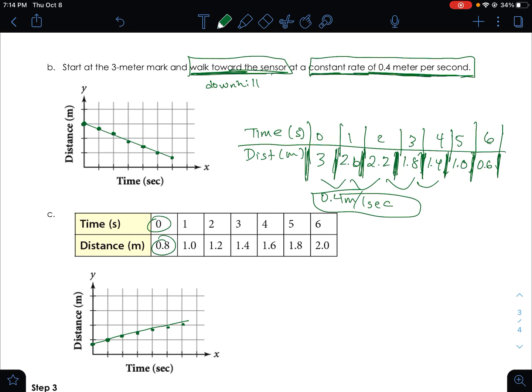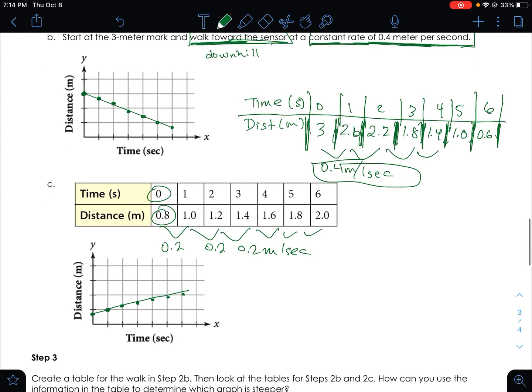Next, we look at the change in distance per second in table C. 0.2, 0.2, 0.2, and so forth. It doesn't matter if we're subtracting or adding. The subtraction sign means subtraction and the addition sign tells you which direction you're going in. So we are traveling 0.2 meters per second in table C, 0.4 meters in table B. So table B is traveling faster.